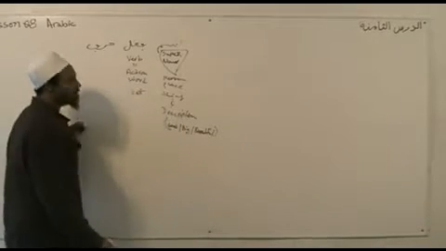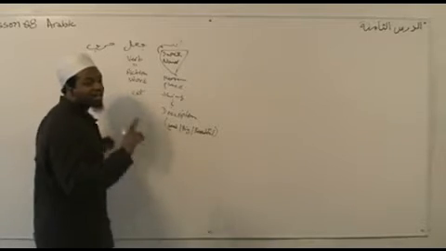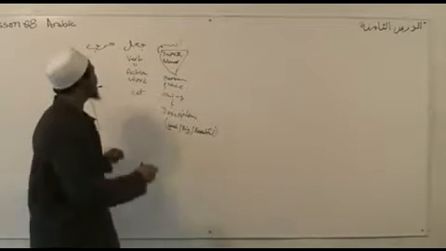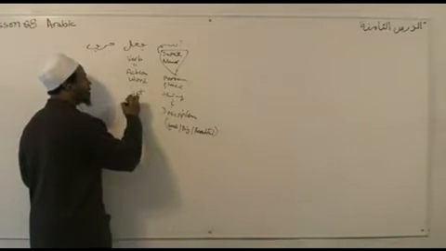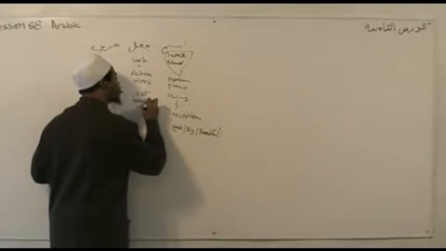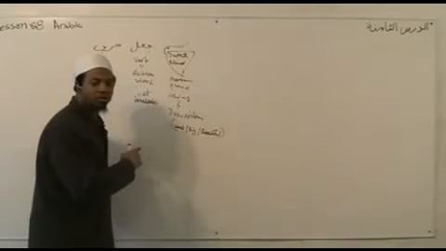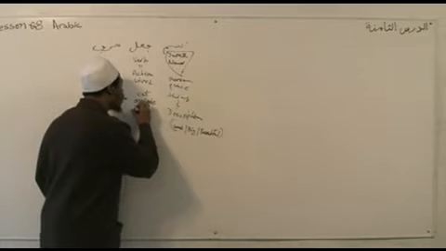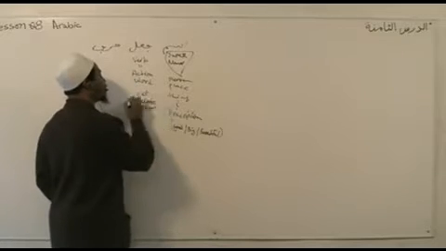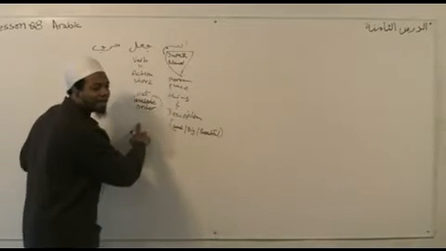What types of action words are there? How many types of action words? Three types. What are they? Immediate. There's an immediate action word, right? What is that called, though? An amr, an order, right? Amr, an order. Okay? What is the other type of action word?